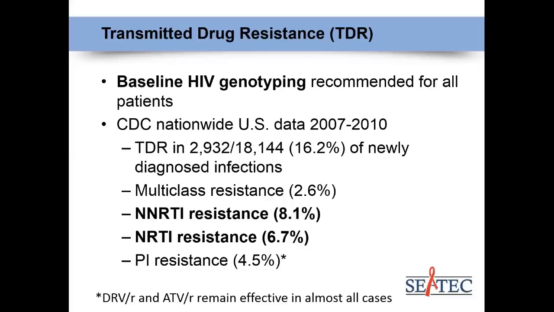What we see most is NNRTI resistance. That's one to definitely have on your radar, and that's about 8.1%, as you can see. Also very important and perhaps a little trickier for management is NRTI resistance at 6.7%. You can have multi-class resistance in some patients. And you'll notice that while there is a significant rate of resistance to protease inhibitors, the mutations that we see almost never affect boosted darunavir and boosted atazanavir. So you're generally in good shape with protease inhibitors.